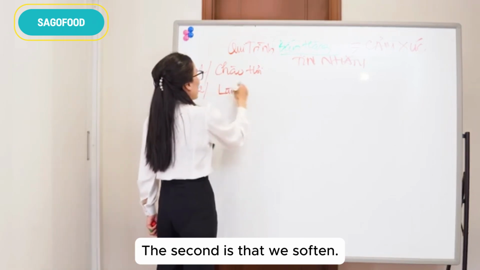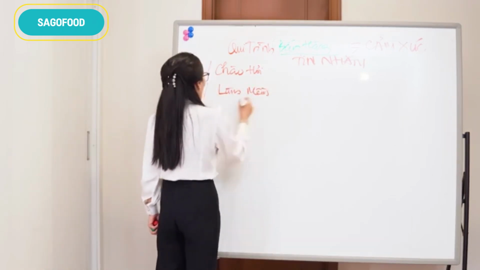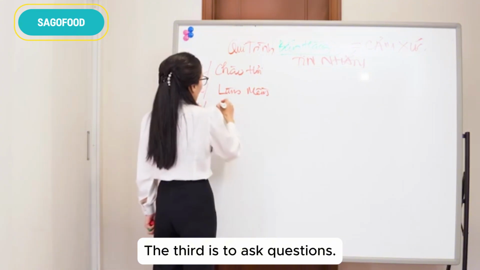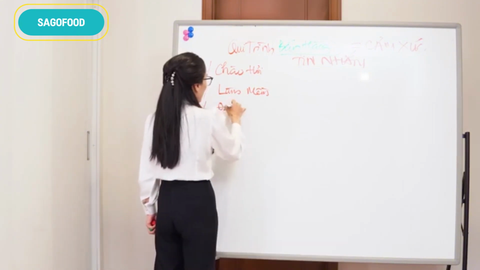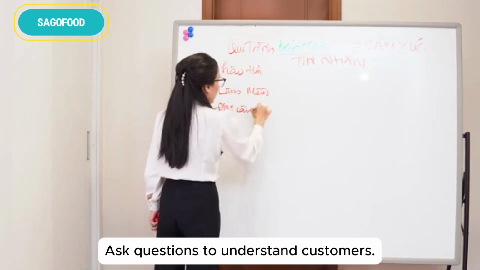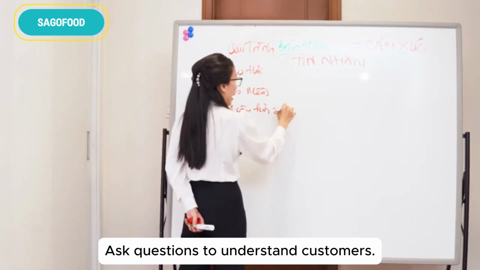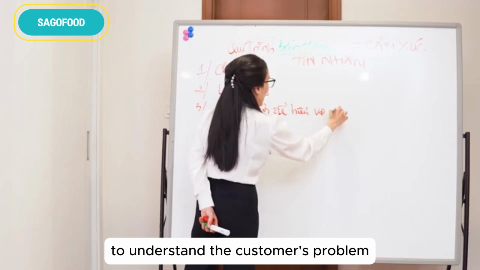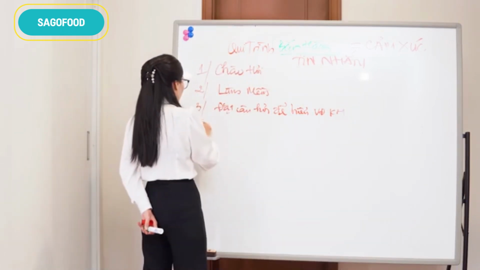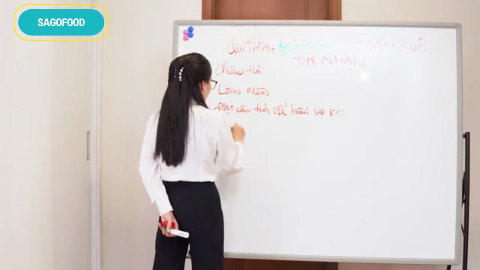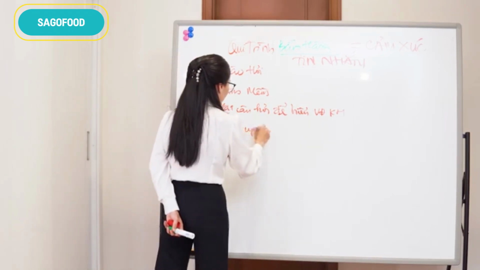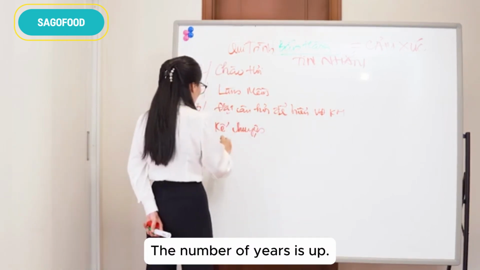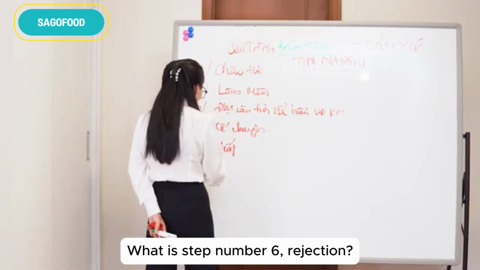The second is that we soften. The third is to ask questions. Ask questions to understand customers, to understand the pain of customers, to understand the customer's problem. Then step number 4 is that we tell stories. The number 5 is up. What is step number 6? Rejection.